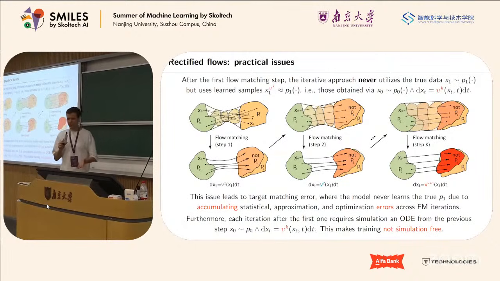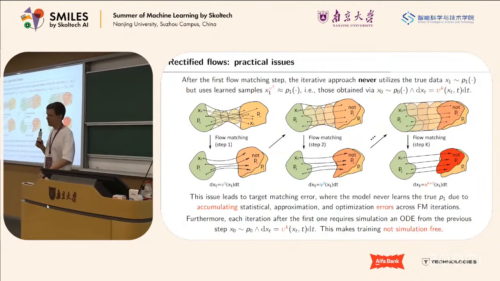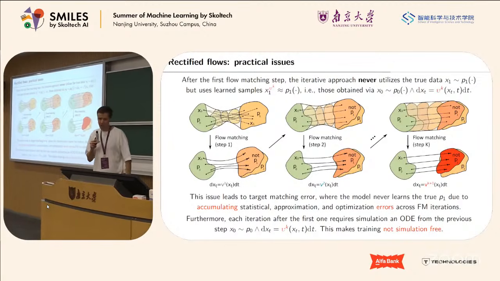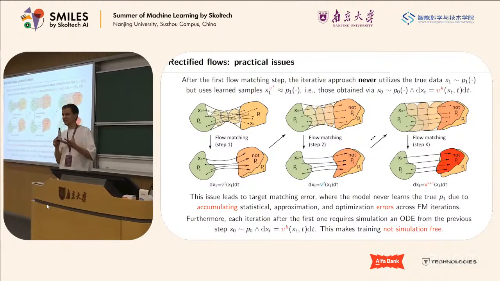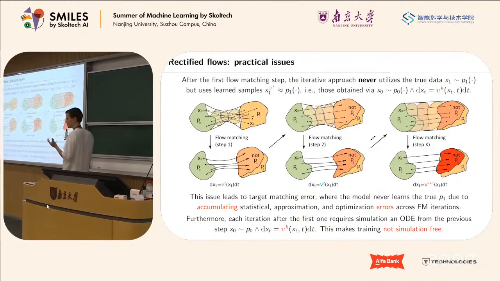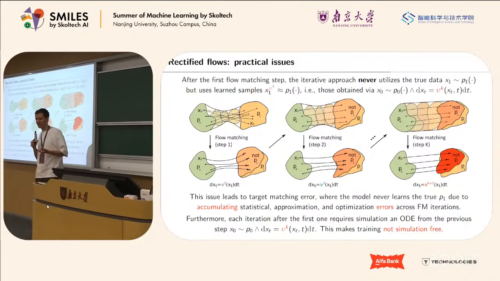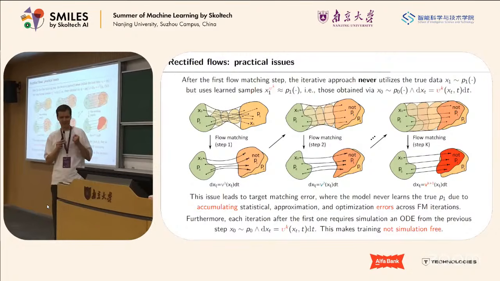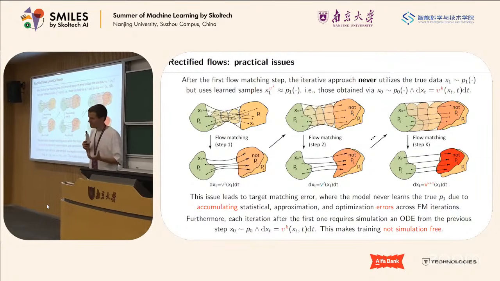But everything is not perfect, unfortunately. So what is the main problem? The main problem is, theoretically this procedure is really good. It allows you to obtain straight trajectories, which in the end can lead to fast one-step generation in your model. But in practice, everything is not as perfect as in theory.